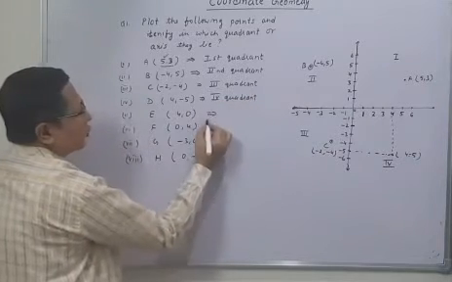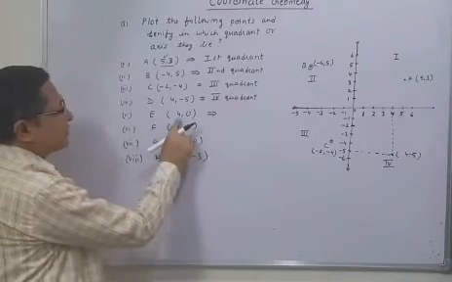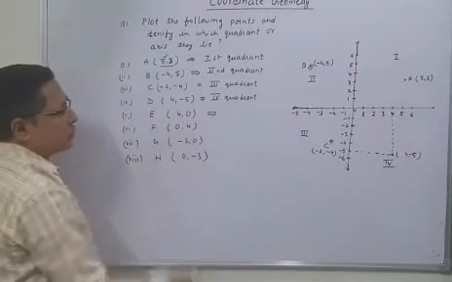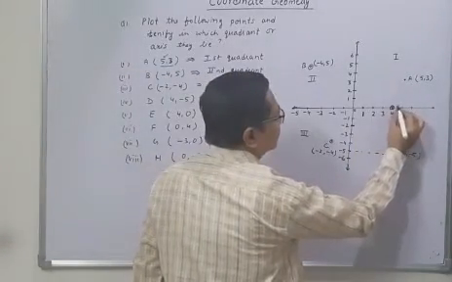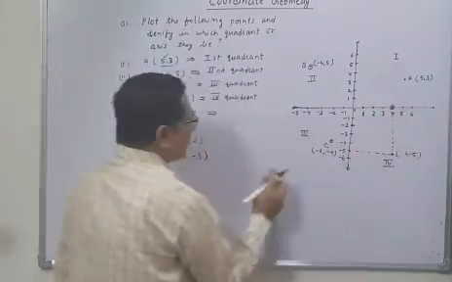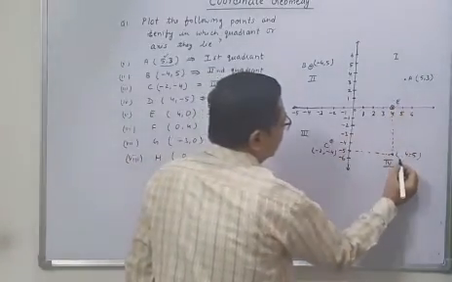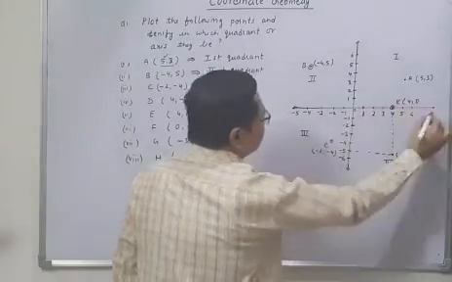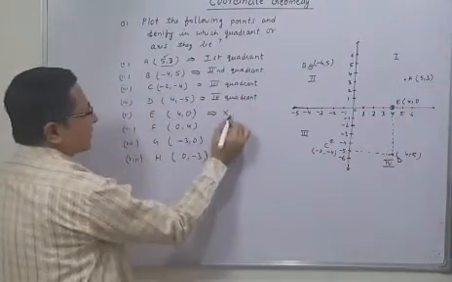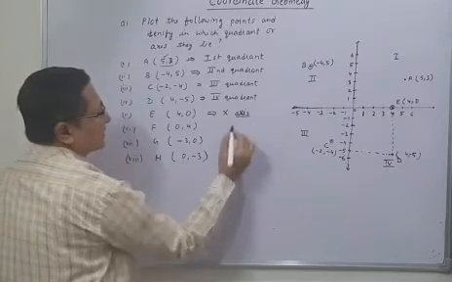Then we have 4, 0. Here this is abscissa and this is ordinate. So 4, 0 will be this point. So this point is E. This point E is 4, 0. As you can see, it lies on which axis? X axis. It lies on the X axis.